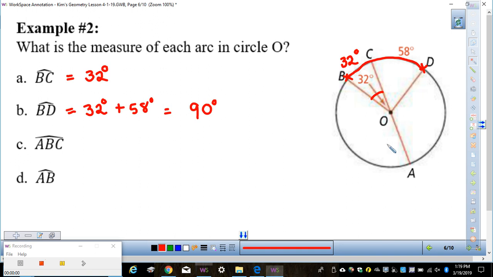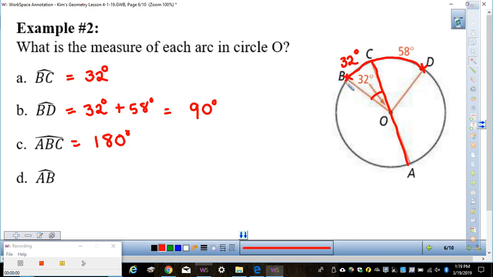Letter C is asking for arc ABC, and I think we can see here that CA is a diameter, so that means that this arc has to equal 180 degrees.